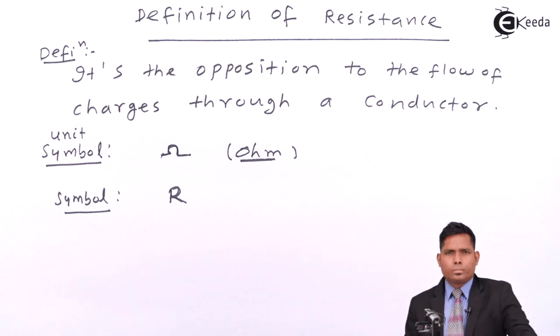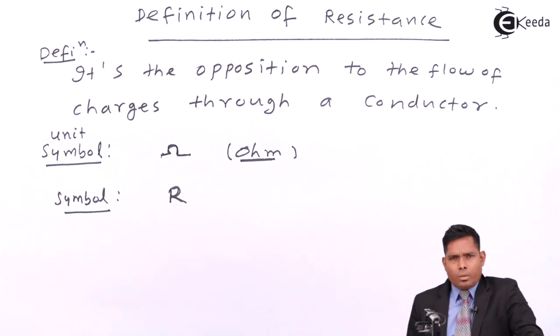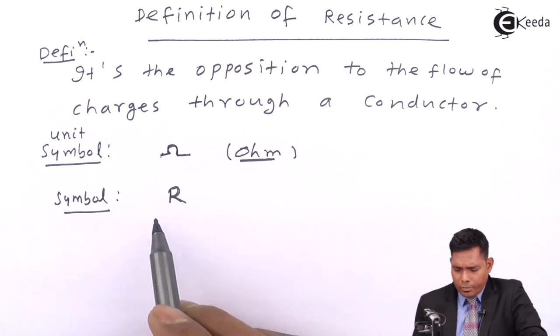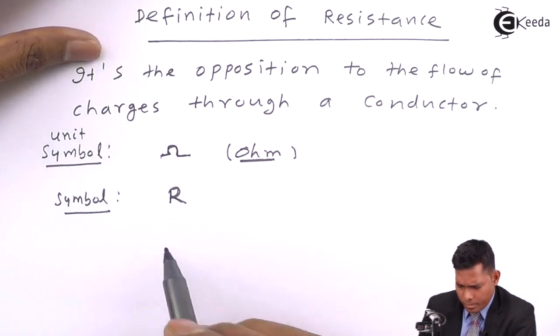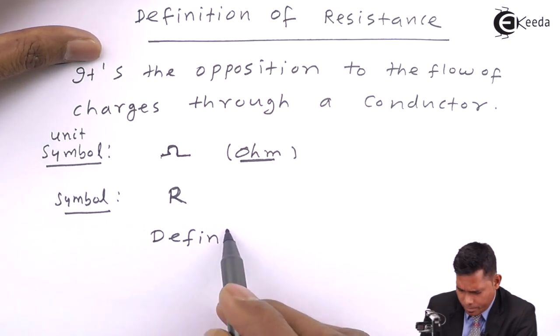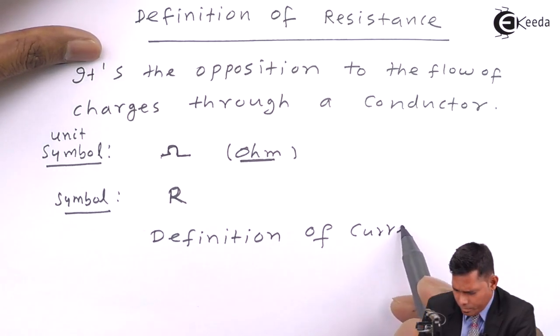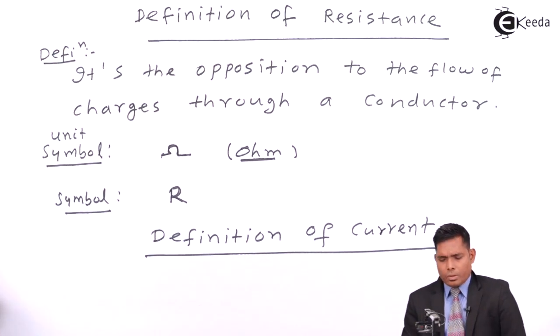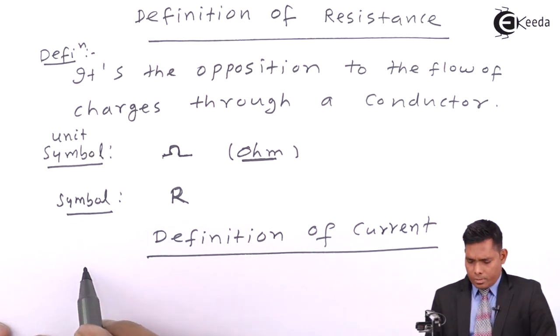Now let us say what is the current, that also we will write the definition of current. Current is the rate of flow of charge.